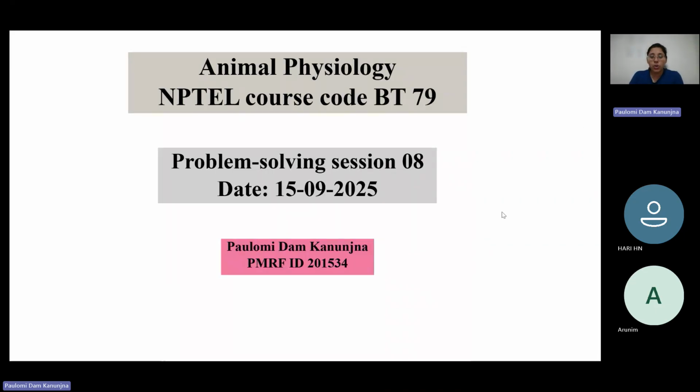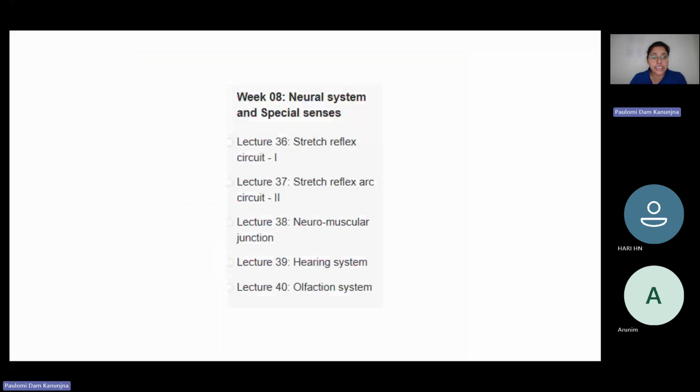Okay, so let me begin with this session today and try to show you what all we did in this week 8. So week 8 started with the stretch reflex circuit. We already know about the stretch reflex arc from the very first few classes. We know what a stretch reflex is. In very simple terms, it is the knee-jerk reaction. We know already about that.